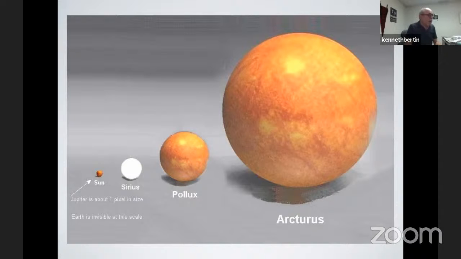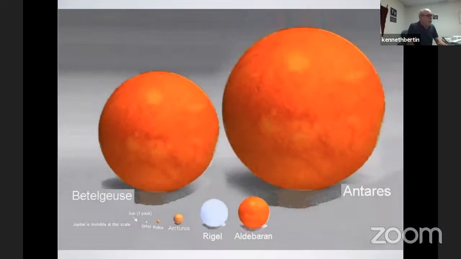Now, those are pretty big stars compared to the sun. Look how the sun and Jupiter compare. You can't see Jupiter against that because it would be about a pixel, and the Earth is, of course, invisible in this type of shot. Now we take Arcturus and we shrink it down. Do you see the third star on the very bottom? There's the sun, which is a pixel. Then you have Sirius. Then you have Pollux, and then you have Arcturus. And that's considered a giant star, Arcturus.